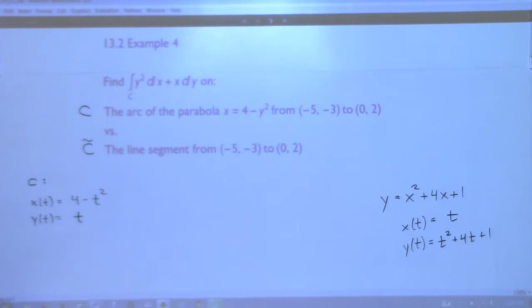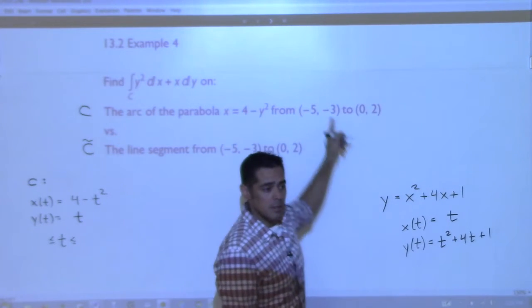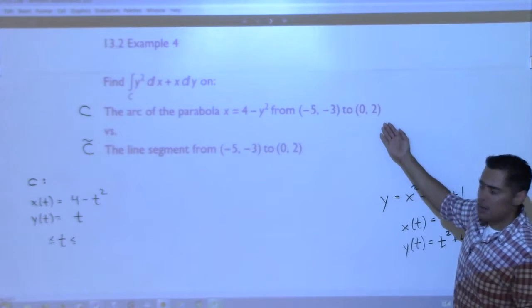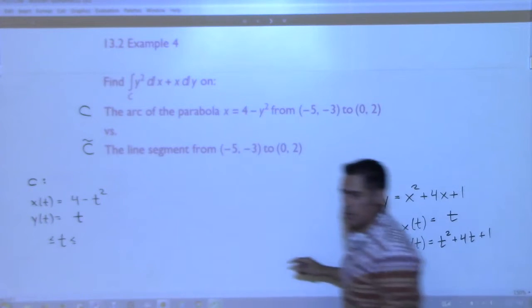Now there is a little bit of an issue here. You still have to come up with restrictions on t. So remember, t is your y coordinate, right? t is your y coordinate. So looking at the points we start and end at, you can just look at the y coordinates, right? It's -3 to 2. So we should just go -3 to 2.